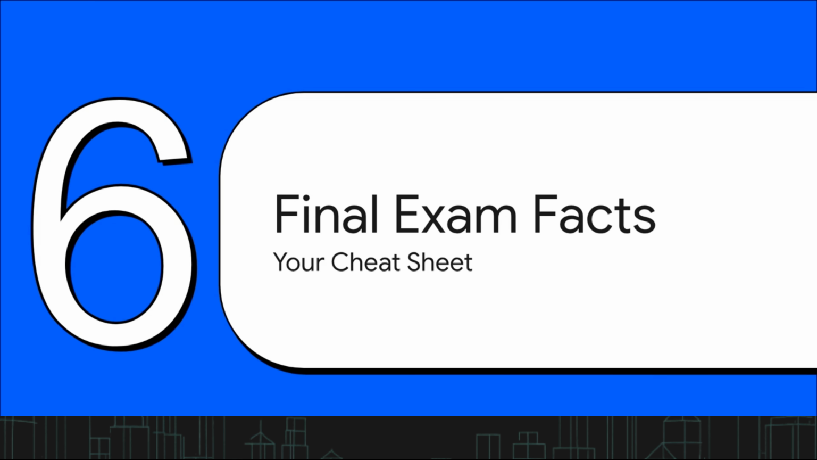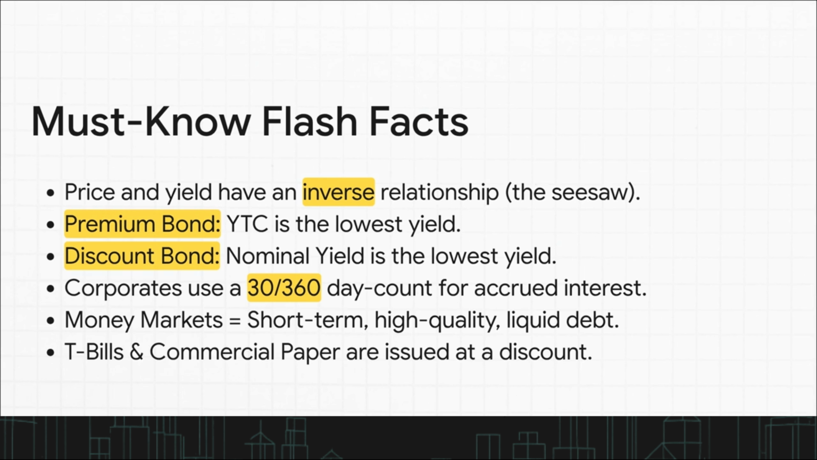All right, time to lock this all in. Let's do a super quick rapid-fire review of what you absolutely have to know for test day. This is your final cheat sheet. Okay, remember, price and yield are a seesaw. One goes up, the other must go down. For a premium bond, the yield to call is your lowest possible yield. For a discount bond, that fixed nominal coupon is the lowest. Corporate bonds use the 30/360 day count for accrued interest. And money markets, just think short-term, high-quality debt.